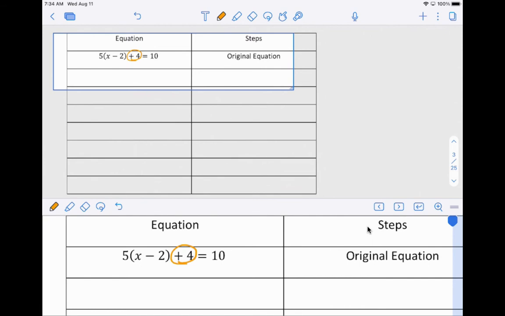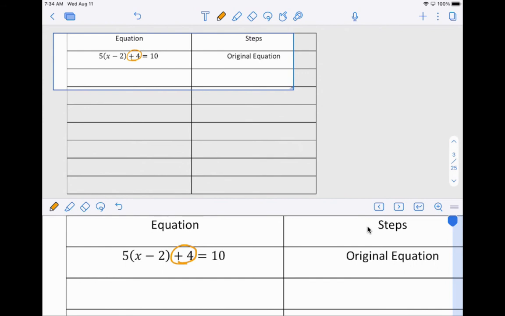I can't really do anything with the 10 except move it, but that doesn't help me. So I want to get things away from x. I want to start solving for x. I want to figure out what that x is equal to, but +4 is the farthest thing that's in the way. So how do you get rid of +4?